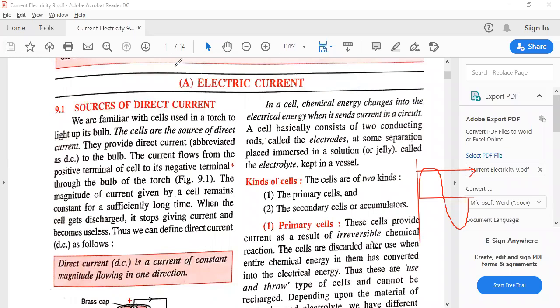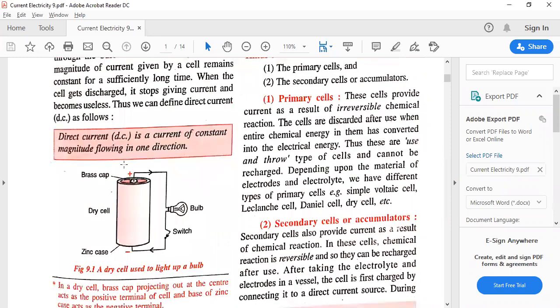So normally, the cell has two electrodes. Okay, one is positive and one is negative. Can you tell me what is the name of the positive electrode and the negative electrode? Are you aware of it? The positive electrode is called anode and the negative electrode is called cathode.